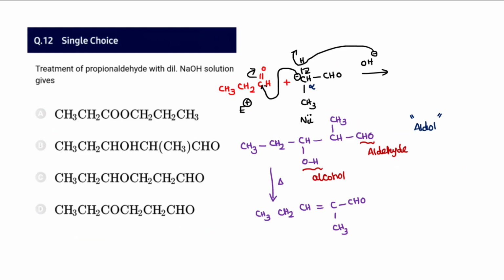Next, treatment of propionaldehyde with dilute NaOH, which is an aldol condensation. Any aldehyde with a base, you must immediately infer that if it contains alpha hydrogen, it is an aldol condensation. So the base NaOH, which is OH minus, abstracts the alpha hydrogen. The carbon next to the CHO is the alpha carbon. It abstracts that alpha hydrogen, so it gets a formal charge of -1.